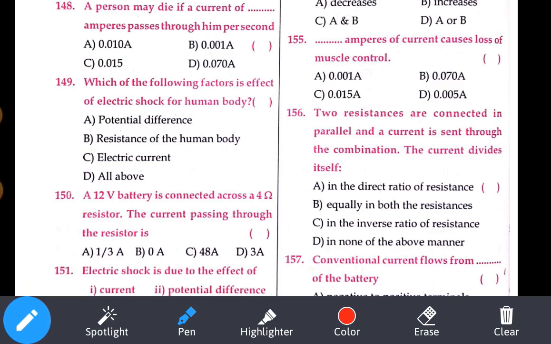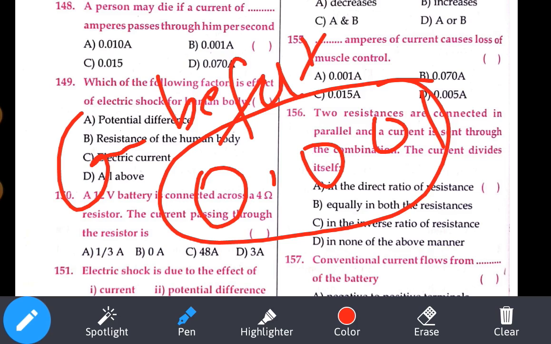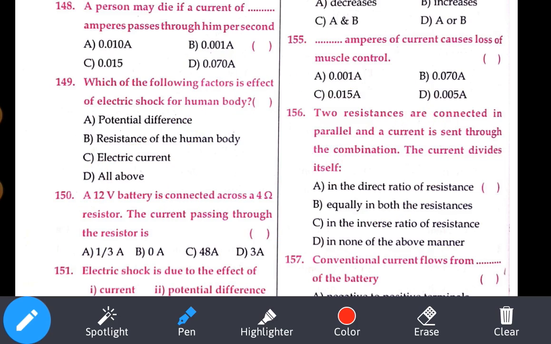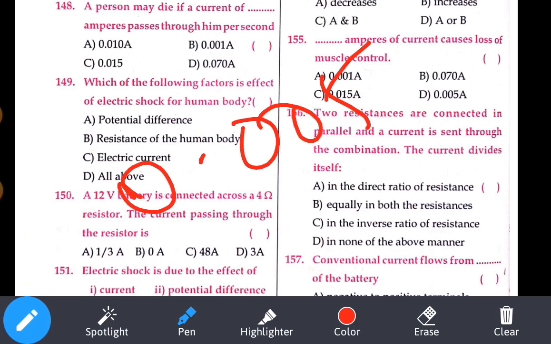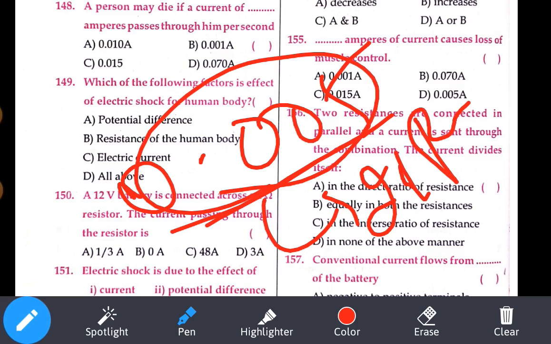If you observe this value, 0.01 leads to what is called can be felt. Can be felt means we can feel it and current passes through it. And if it is 0.005, it is painful. If that much of current enters your body, you may feel the pain.